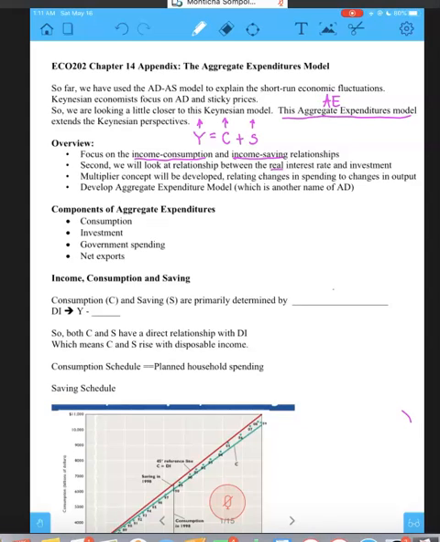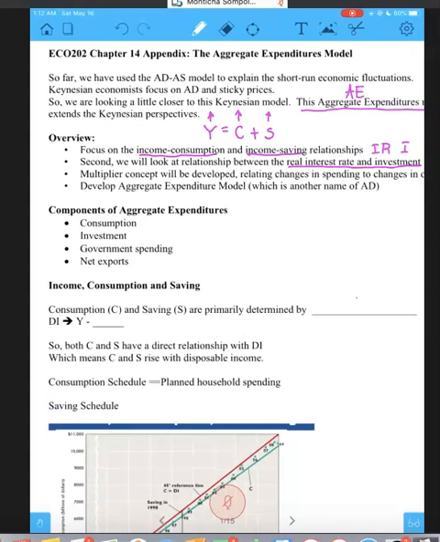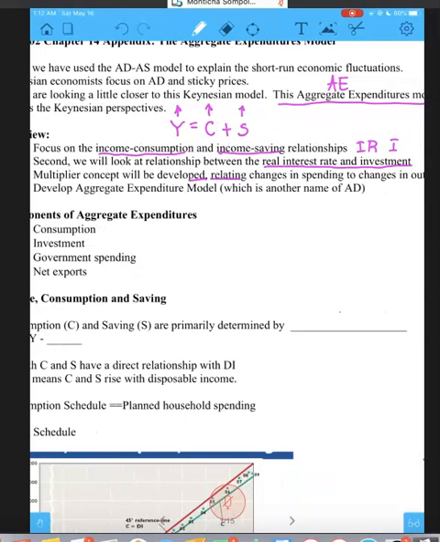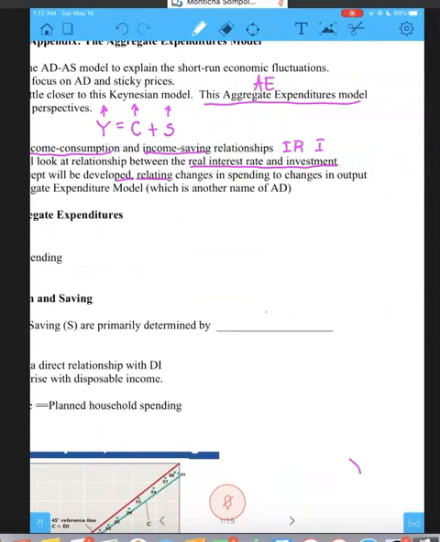And then we'll be looking at investment and the interest rate. IR stands for interest rate and I for investment. Then we will develop a very important concept. It's called a multiplier. And this concept of multiplier relates changes in spending, okay? Changes in spending, how the spending that we change affects the output. So the spending in this case is the aggregate expenditures. And you already know this is on the demand side. We are deriving the aggregate demand.